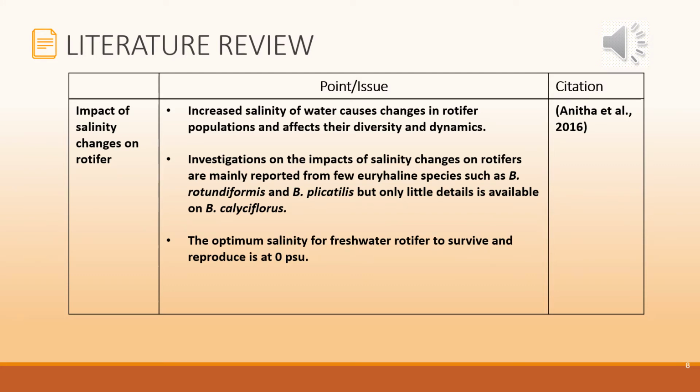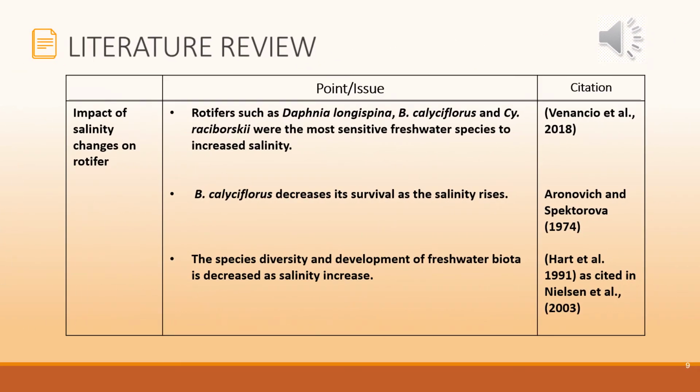For your information, investigations on the impacts of salinity changes on rotifers are mainly reported from a few euryhaline species such as B. rotundiformis and B. plicatilis, but only little detail is available on B. calyciflorus. For freshwater rotifer, the optimum salinity to survive and reproduce is at 0 PSU. Other than that, B. calyciflorus decreases its survival as the salinity rises. This clearly shows that the species diversity and development of freshwater biota decrease as salinity increases.